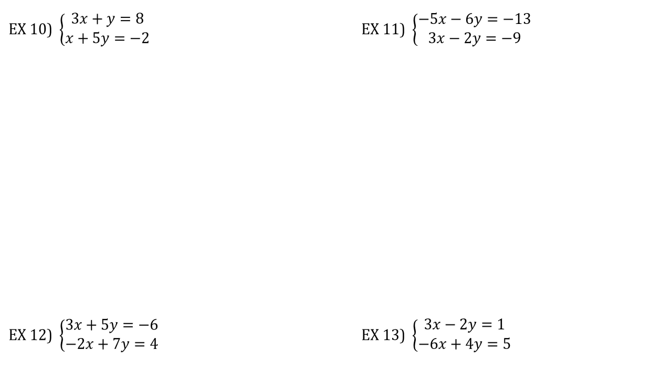All right, let's take a look at number 10 now. So for number 10, do we have any opposite variables? No, because we have 3x and x, y and 5y. They don't even have the same numbers right now. Right? So again, we're just going to pick one of these variables and we're going to multiply the other one to get opposites. Right? So it doesn't matter.